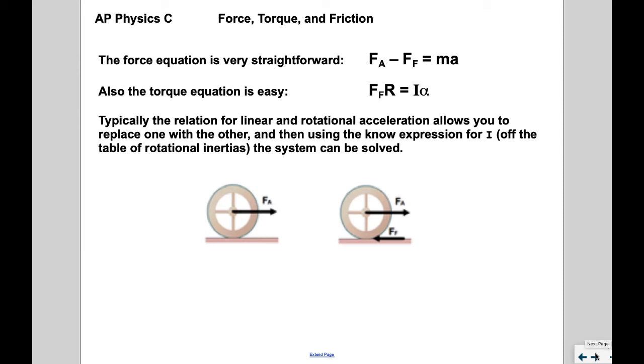What allows this system of equations to be solved is when you put in the formula for I that you would get from the table, and then alpha, of course, is A over R, so that will allow you to combine the two equations, eliminate the friction force, solve for acceleration, etc.